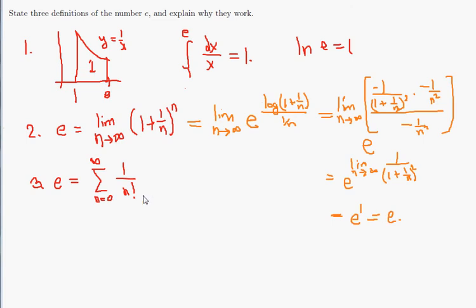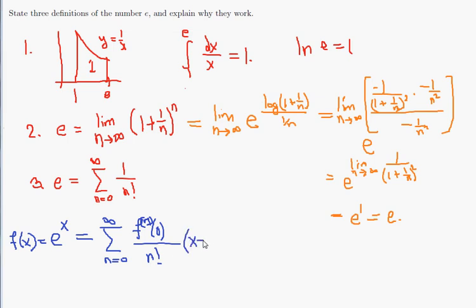Okay, now the third formula, summation n equals 0 to infinity of 1 over n factorial, this comes from the Taylor expansion that e to the x is equal to summation n equals 0 to infinity. So if I write this as f of x equals e to the x, this is equal to the nth derivative at 0 divided by n factorial times x minus 0 to the n. So this is a power series expansion centered on 0.